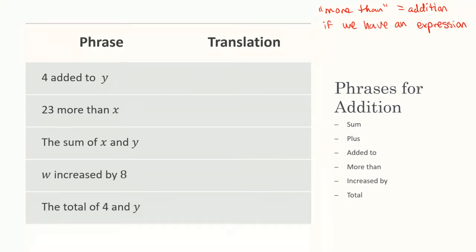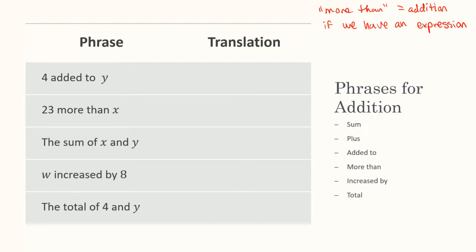And so it's really important to understand the terminology. An expression just means we have a phrase. It's unfinished. An equation is a sentence. It's something finished that you can do something with. But if you have a phrase, you're not done. So if you see the word more than and you have an expression, you have something that's not finished, then that's telling us it's addition. Then some other words are increased by and total. These phrases, especially increased by and total, show up a lot in the real world. So it's really important to know that those mean things are being added.